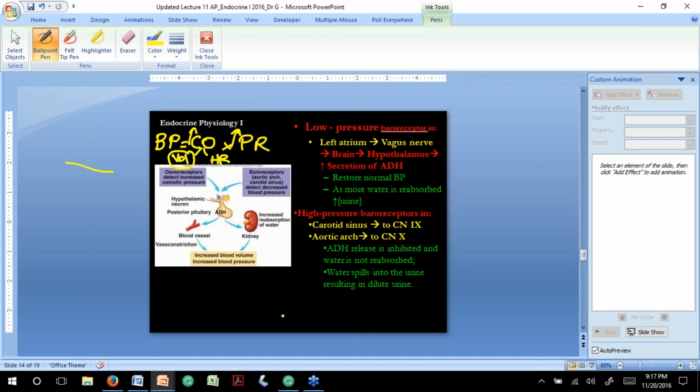Okay, so we have high pressure in the previous one for low pressure in the left atrium in the heart. For high pressure, we have the carotid sinus, it's in the carotid artery actually, and the arch of the aorta. So they are going to stimulate the vagus nerve and the glossopharyngeal nerve, that is cranial nerve number 9.